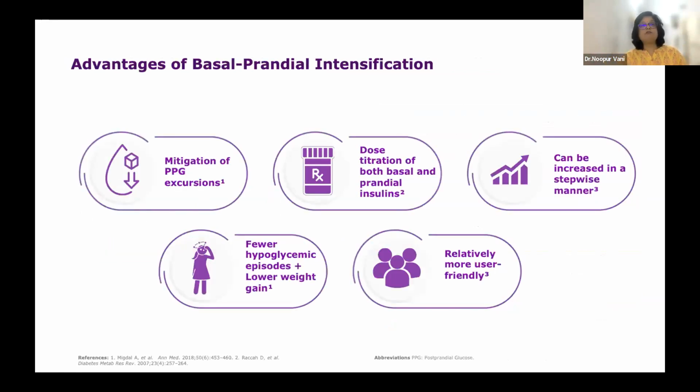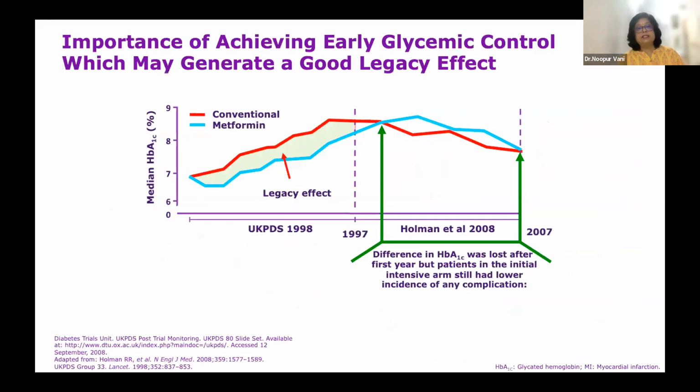The advantages of basal prandial intensification: there is a decrease in the PPG excursions. Dose titration of both basal and prandial insulins can be taken care of individually. Of course, hypoglycemic incidence is decreased, because going on increasing the basal can lead to morning hypoglycemia, and of course the patient gets better glycemic control.